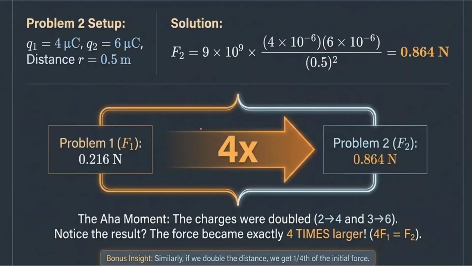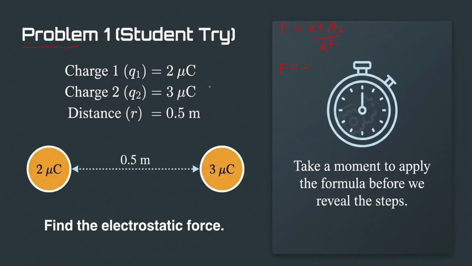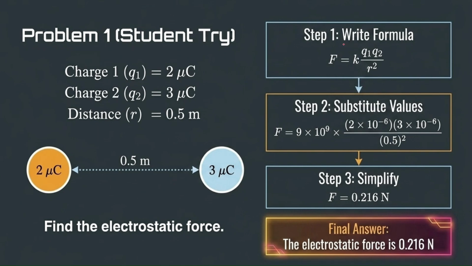Okay, so it's your turn to do this. Pause this video, try to do it yourself, and then I will explain how to do it. Now, as I said, write the formula, which is F equal to K Q1 Q2 upon R square. Substitute these values. Here is a catch.